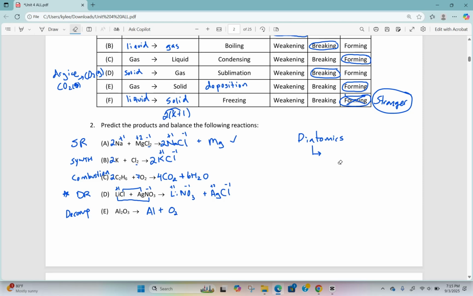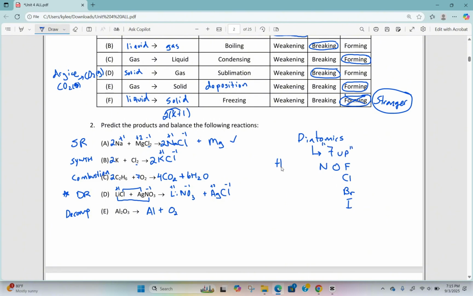When I teach this to my students, I call them the 7 up, because they make a 7 on the periodic table. It is nitrogen, oxygen, fluorine, chlorine, bromine, iodine. That's the 7. And then up is hydrogen, because hydrogen is over here on the left-hand side. So any of these, and this is only when it's by itself, is going to be one of our diatomic elements. It's not when it's combined.